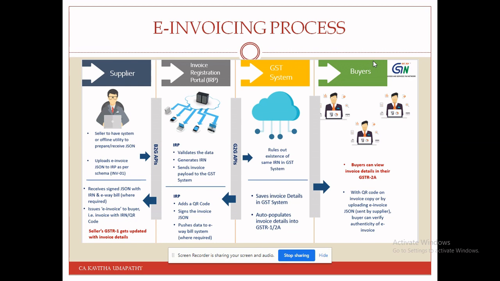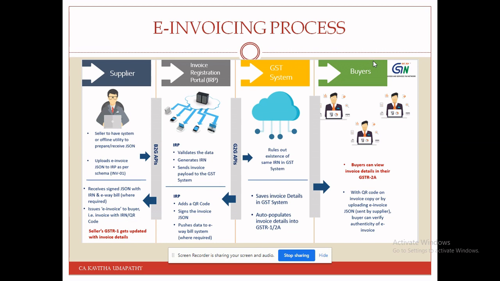First, he should have an offline utility in the system. That is, he will have an Excel offline utility where he has to fill in the details once he has made the sale and the invoice is issued to the customer. He has to feed those details in the Excel format offline utility which is provided, and he has to fill that file and convert it into a JSON file.